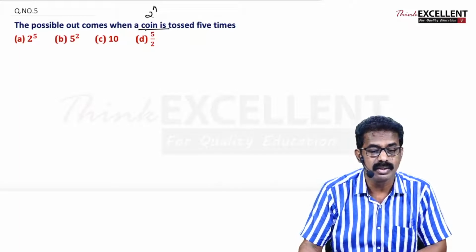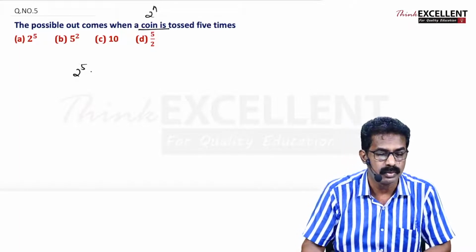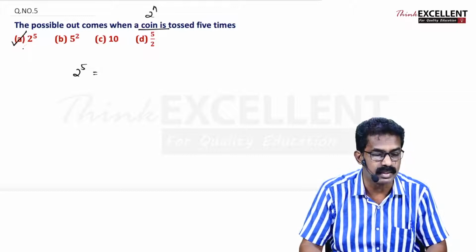The coin is tossed 5 times, so it is 2 raised to 5. They didn't ask you to write how many, they only asked. 2 raised to 5 is what, 32? But here the option 2 raised to 5 itself is given, right? So your answer is A.